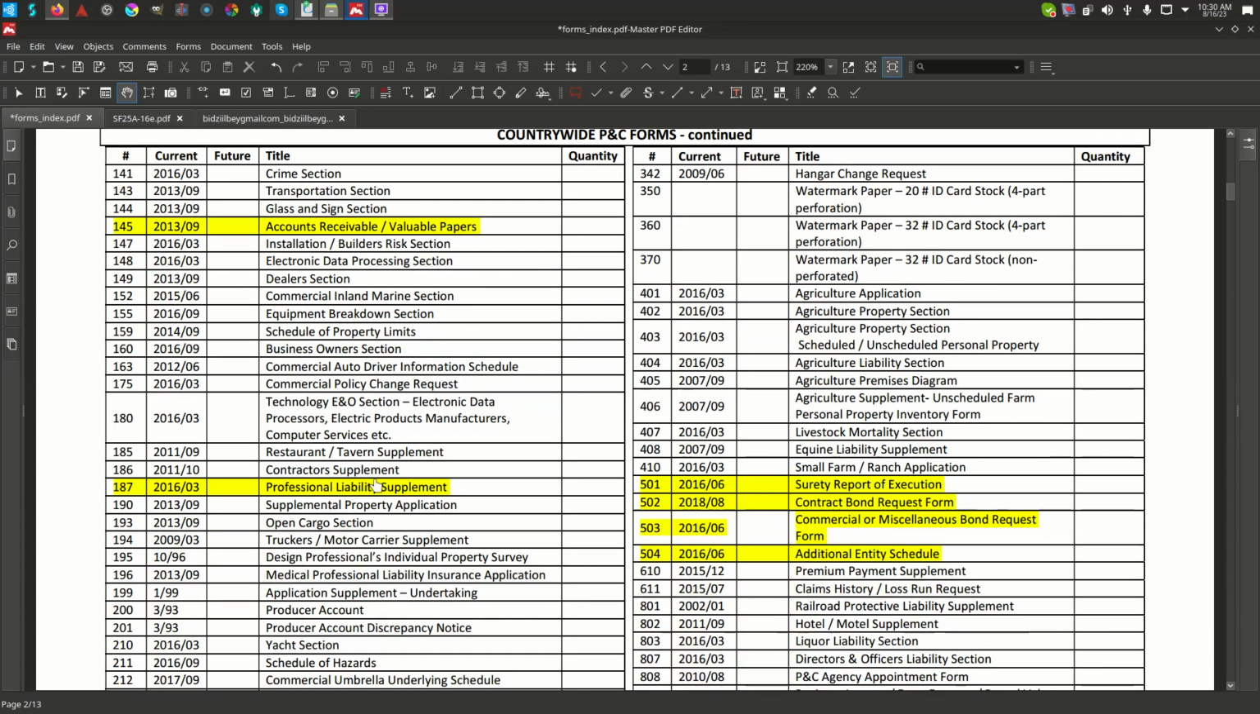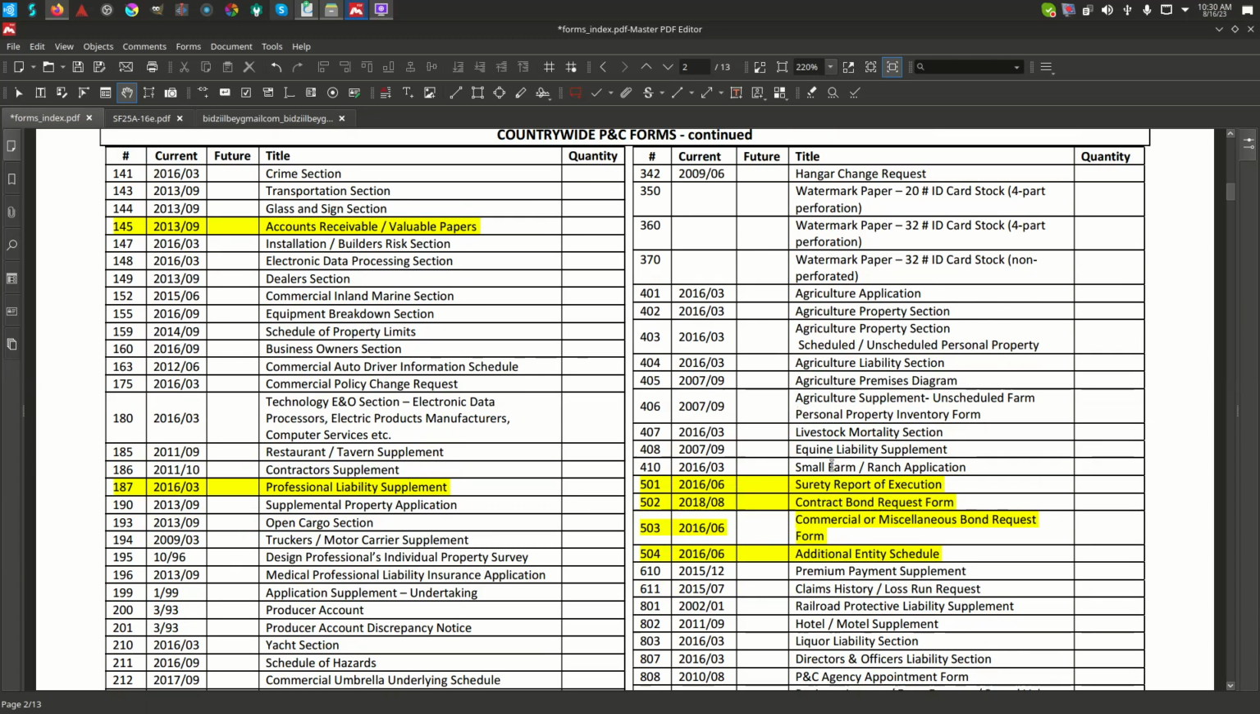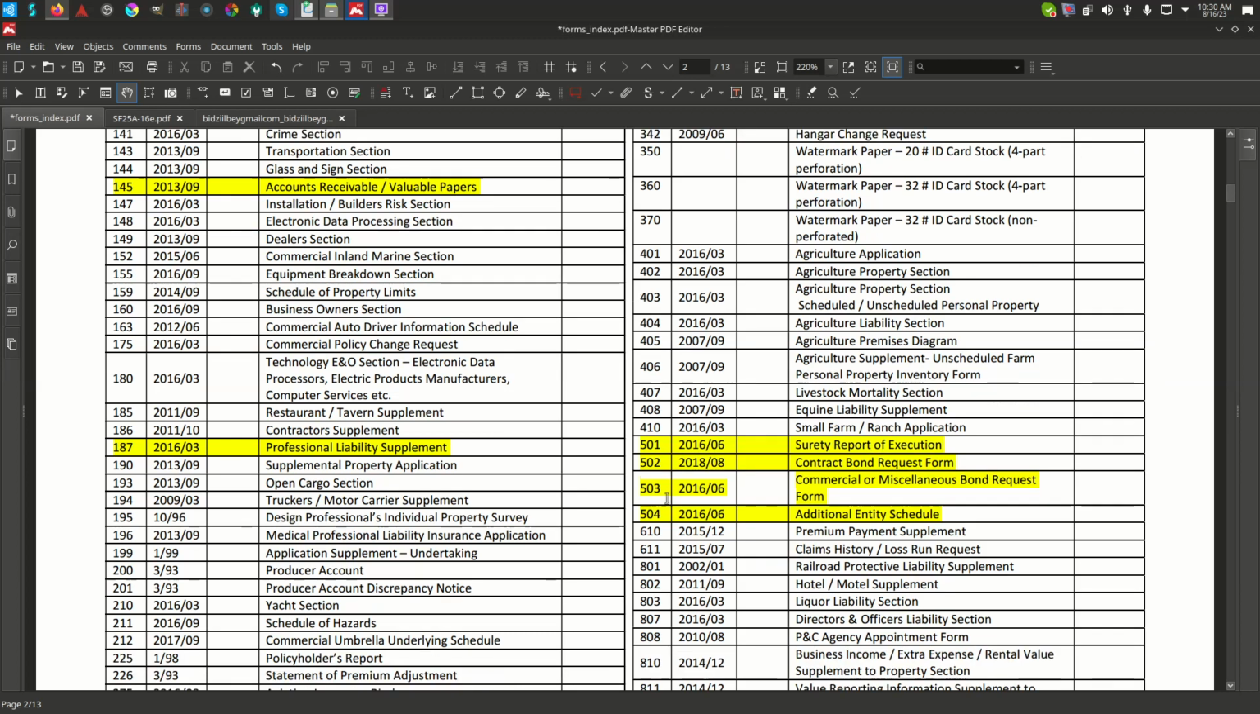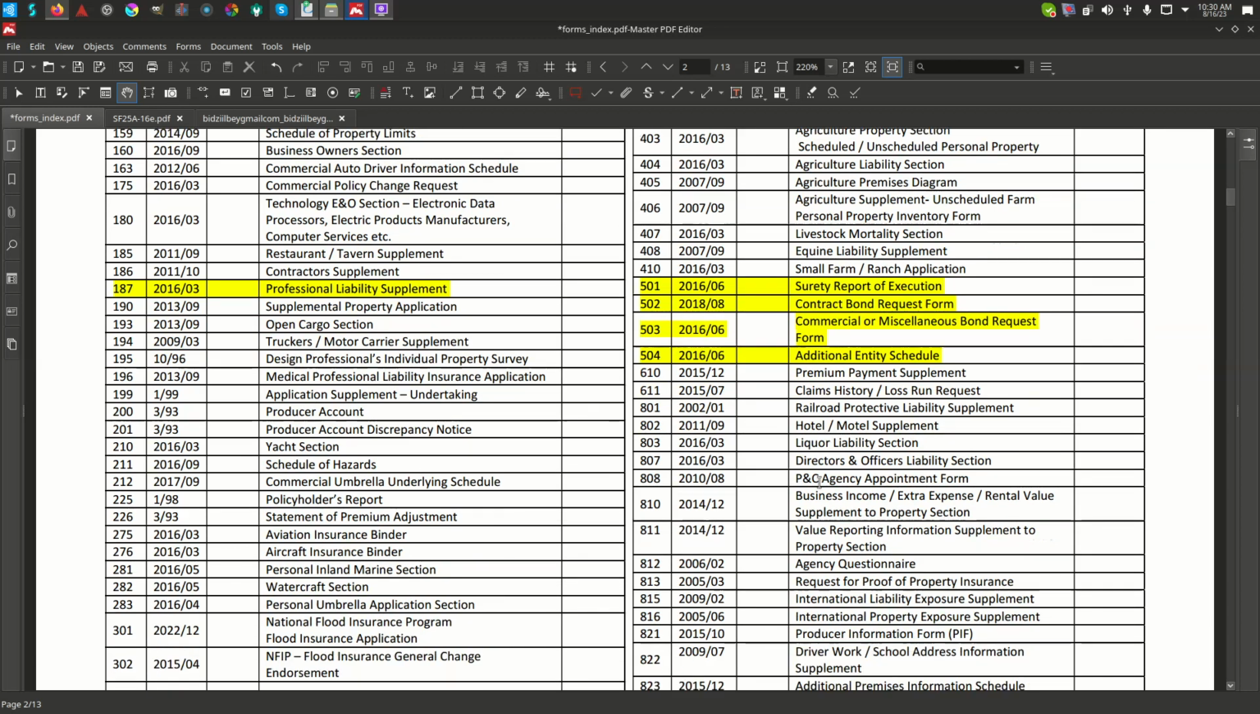Also, you got the professional liability supplement. That's Form 187. You also have, when you're implementing a surety for like a money transmittal bond, a surety report of execution. That's 501. You also have the contract bond request. That's if you're adding individuals to that, especially for your real estate purchases. That's 502. You also have a 503 for commercial and miscellaneous bond request form. Then you also have a 504, which is an additional entity schedule.